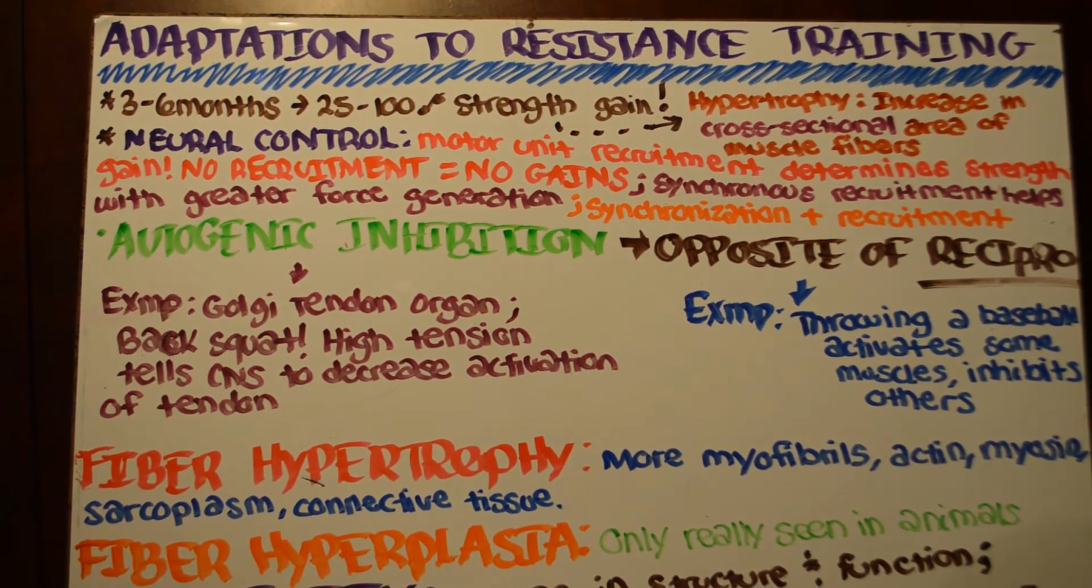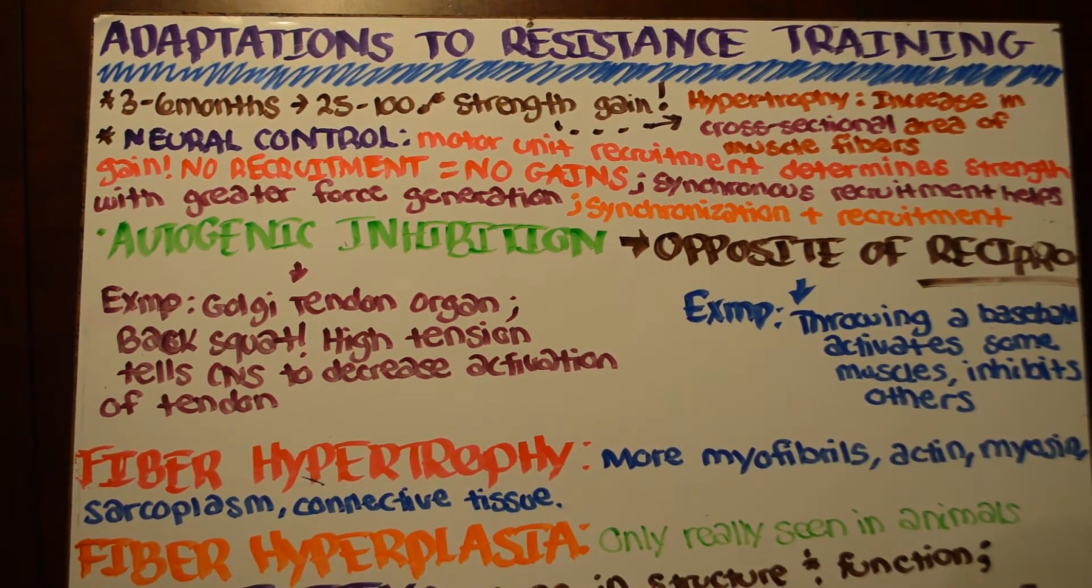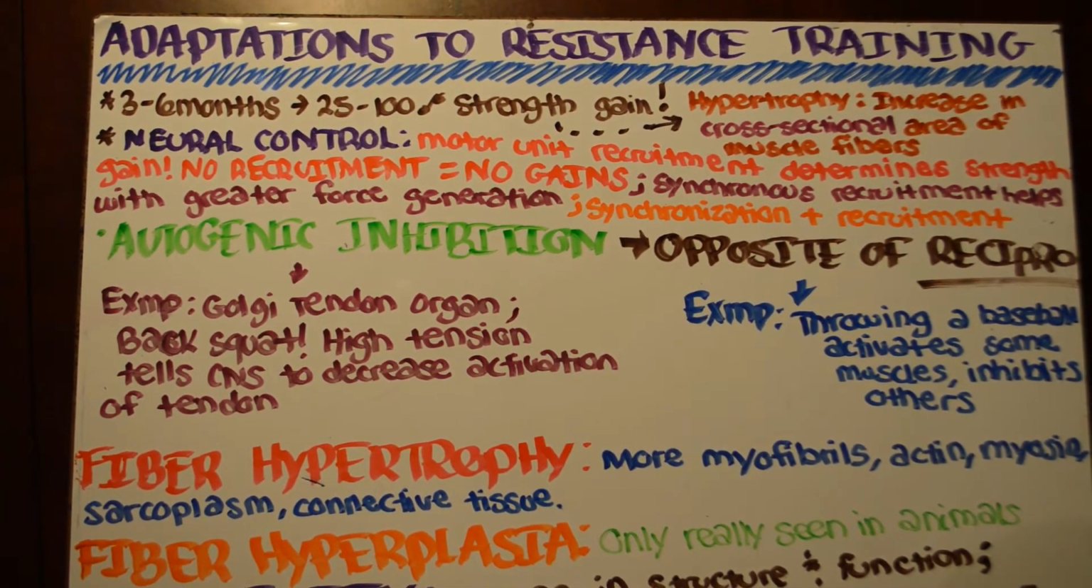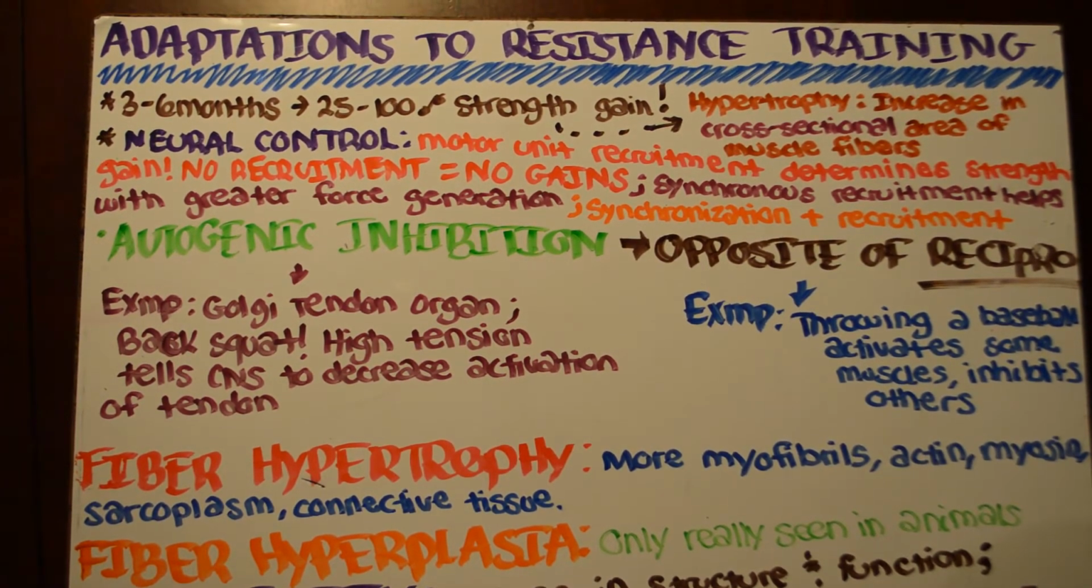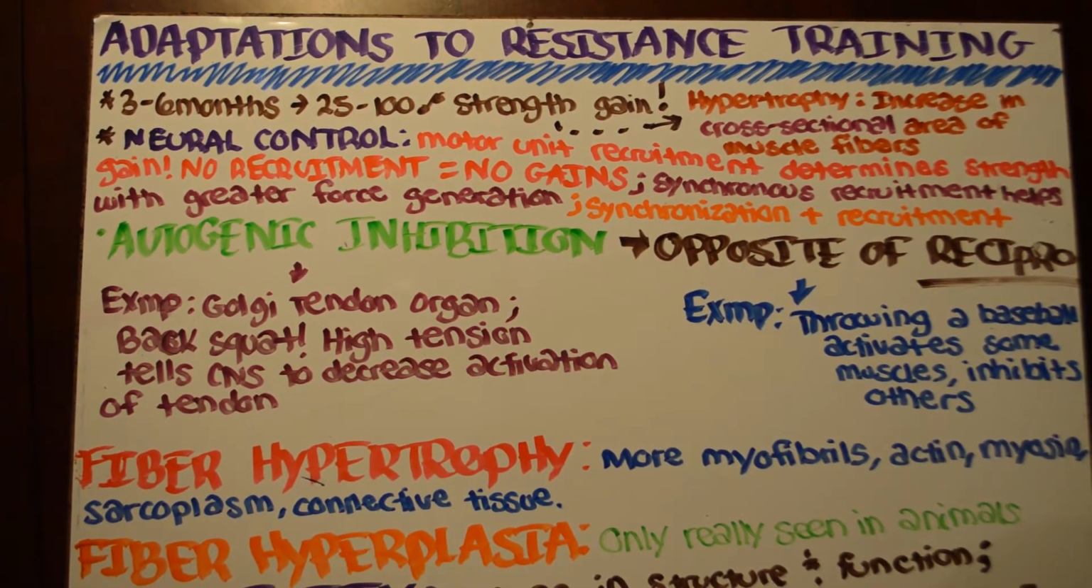With autogenic inhibition, what we have here, let's say if we're doing a back squat, right? Now, when we're about to squat, our Golgi tendon organ gets activated. So it's the tendon that's inserted into the patellar bone, or whatever you want to call it.